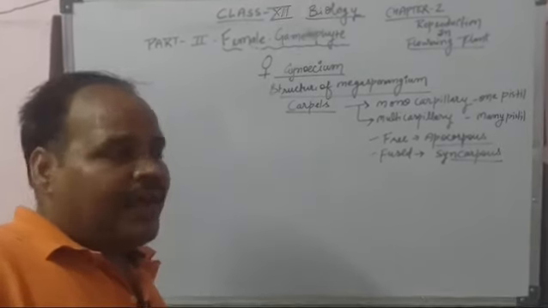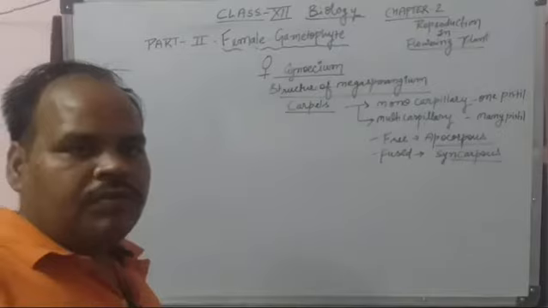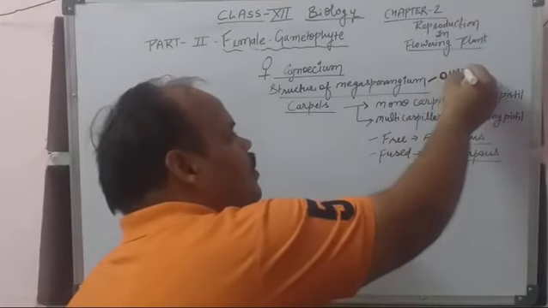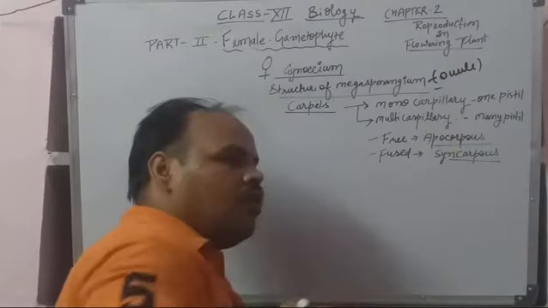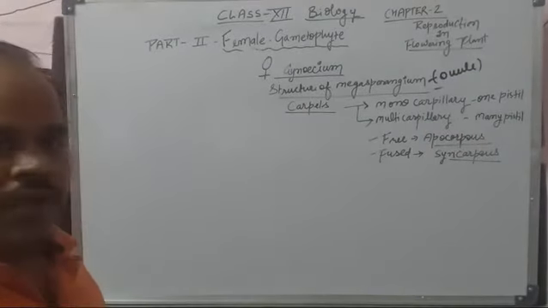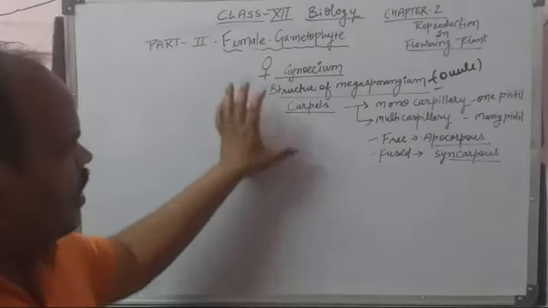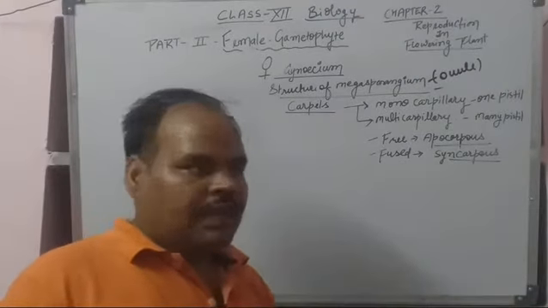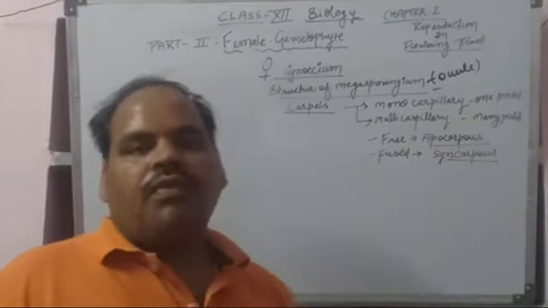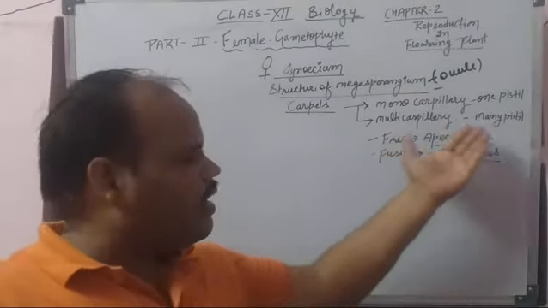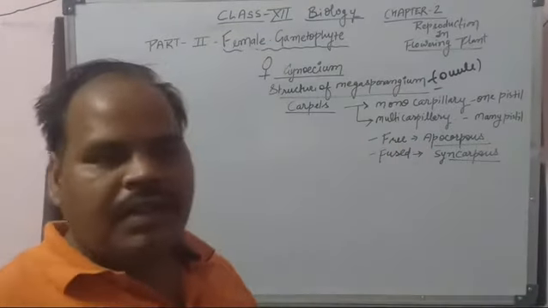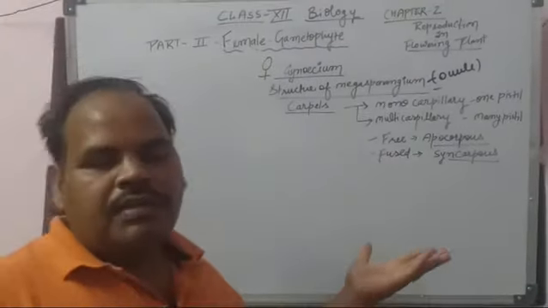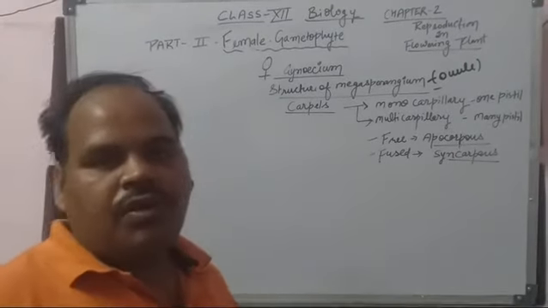Now the structure of the megasporangium, we know, includes the ovule. So the gynoecium parts on the flower are classified according to whether they have one pistil, called monocarpellary, or many pistils, called multicarpellary. If they are free, they are apocarpous, and if they are fused with each other, it forms a syncarpous flower.